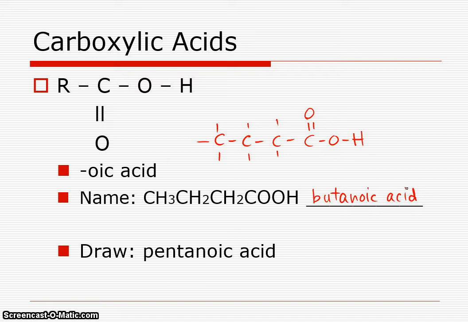If I need to draw one, again, I'm going to start with my chain, pentanoic. So 1, 2, 3, 4, 5 for my carbons. And then on this very last one, I'm going to put that double-bonded O, OH. I'm going to go back in and fill in my hydrogens. And there, I have pentanoic acid.